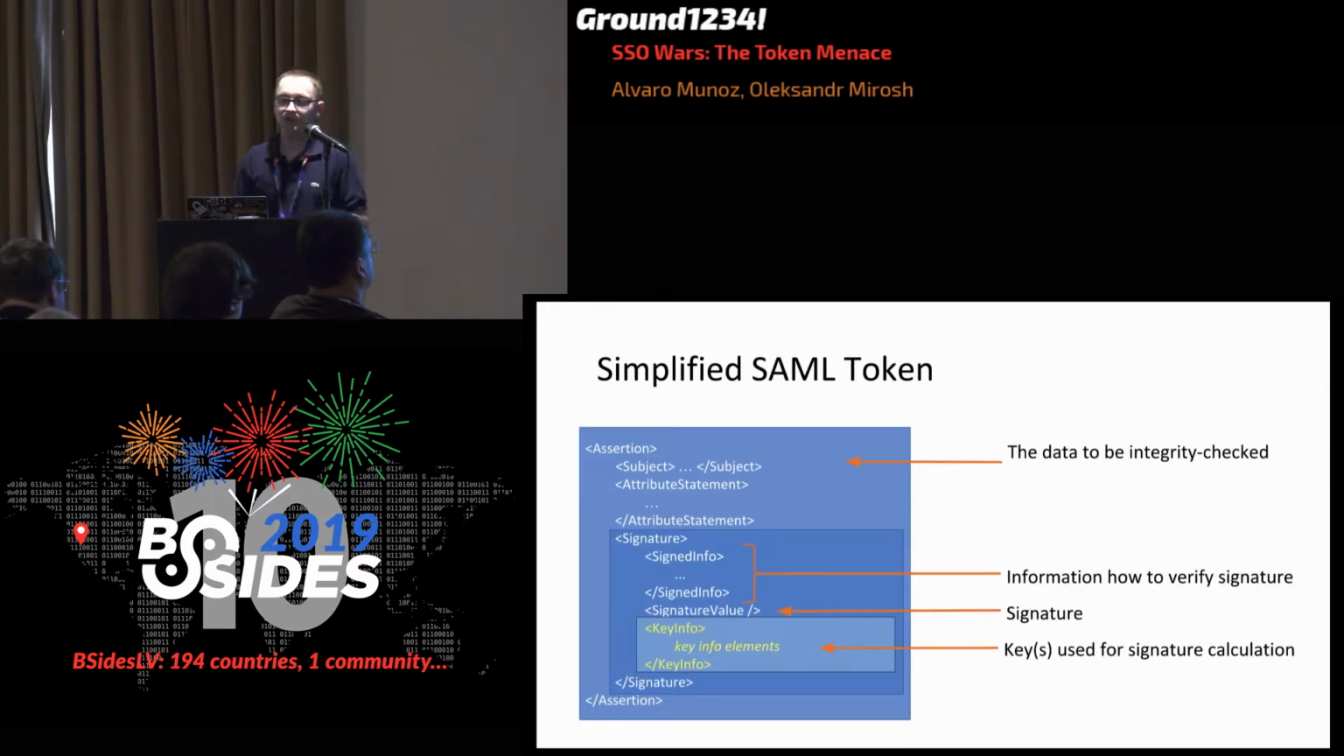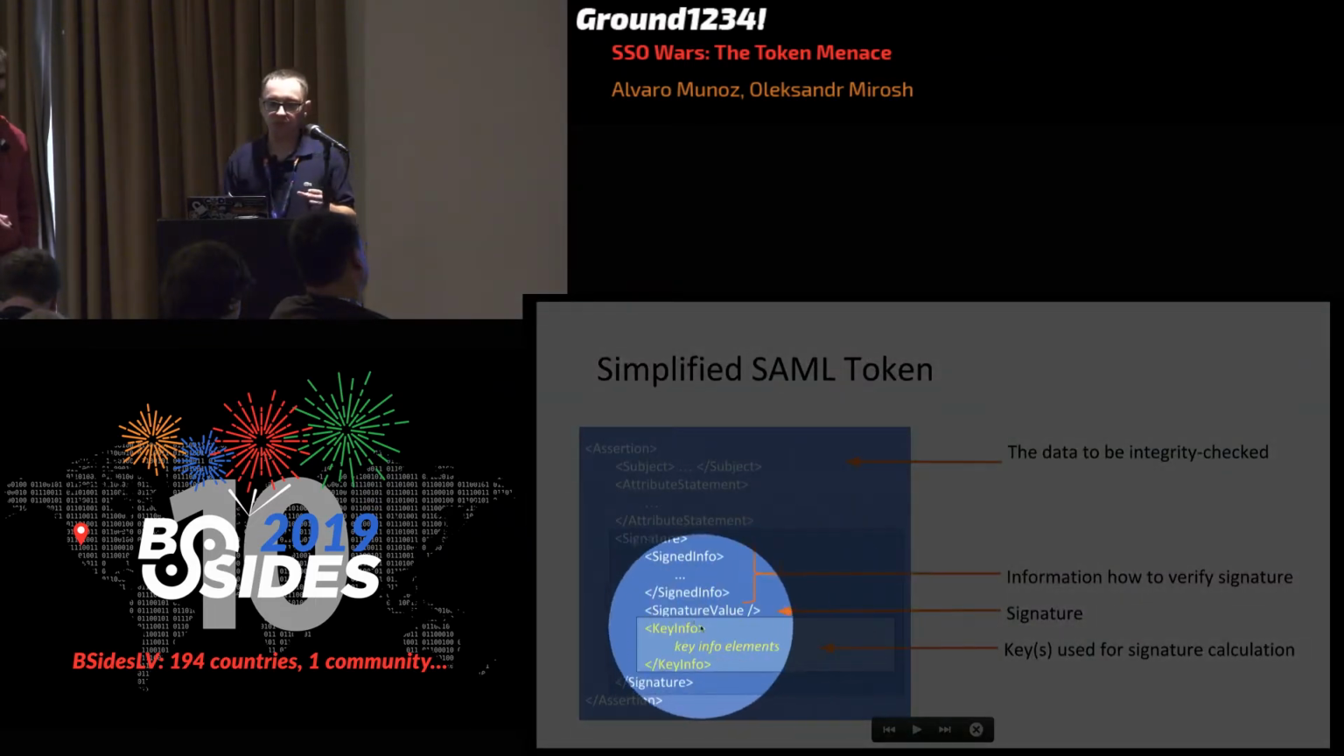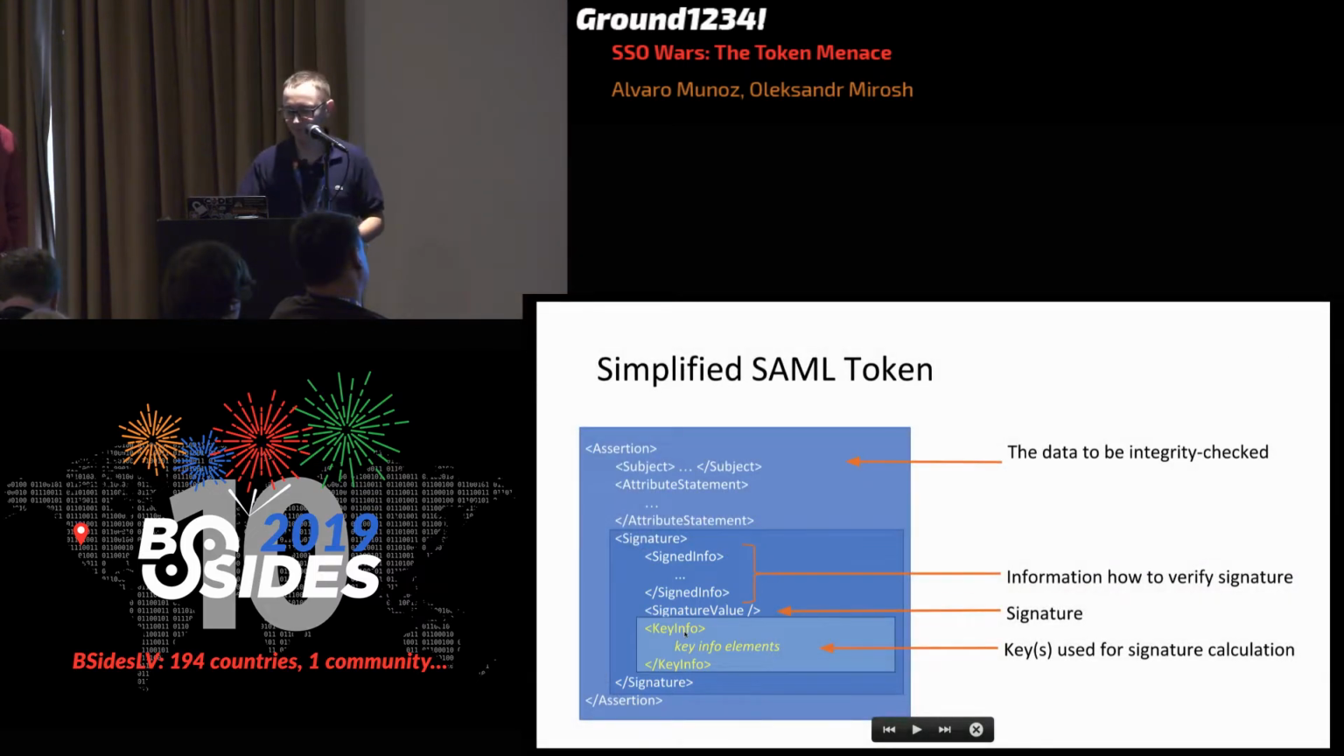On this slide, we can see simplified SAML token. Along with authentication information, it has signature element that should protect it from tampering. This element contains 3 main parts. Signature itself in signature value, SignedInfo with information how this signature should be verified, and the most interesting element for our attack, it's KeyInfo. Represents key that should be used for signature verification.